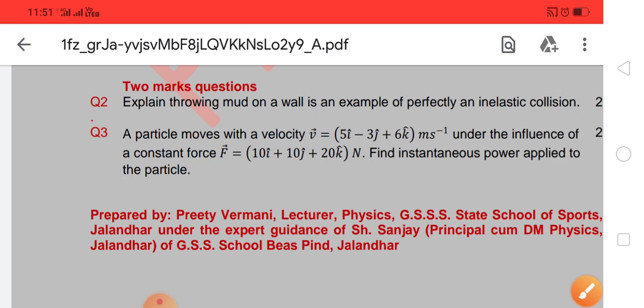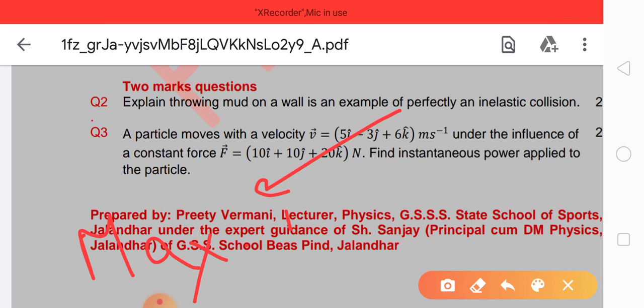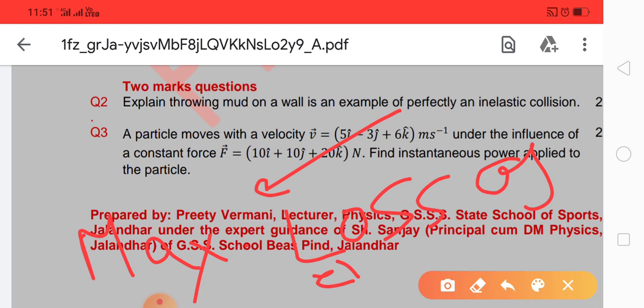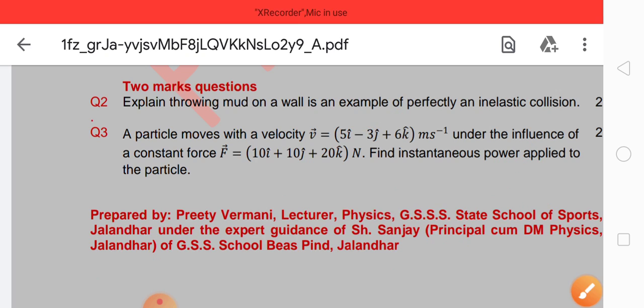Explain why throwing mud on a wall is a perfectly inelastic collision. Now what is perfectly inelastic collision? In which maximum loss of energy takes place. Now when we throw mud on a wall, it sticks to the wall and whatever may be the initial kinetic energy, final kinetic energy will be 0. So this is an example of perfectly inelastic collision.